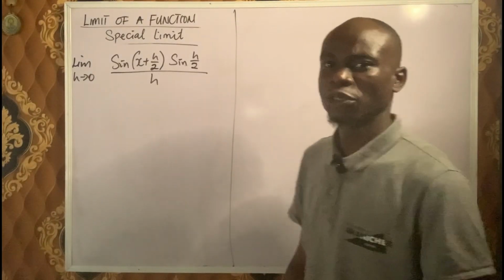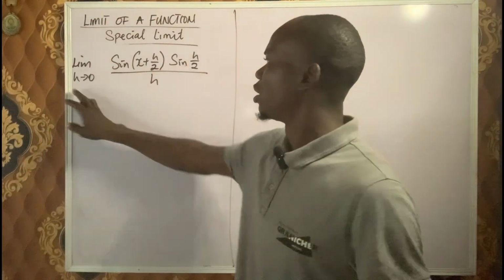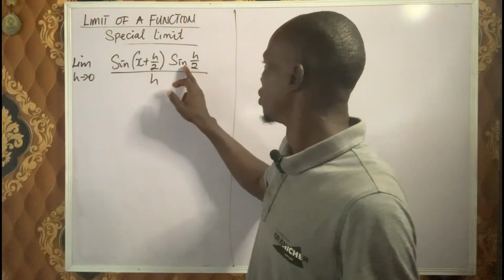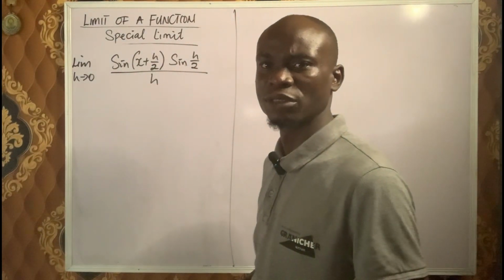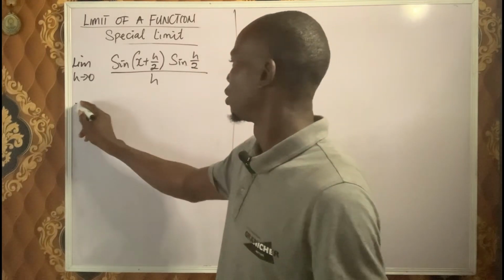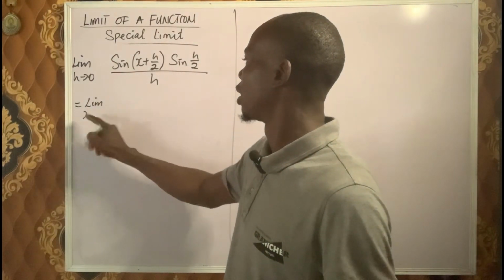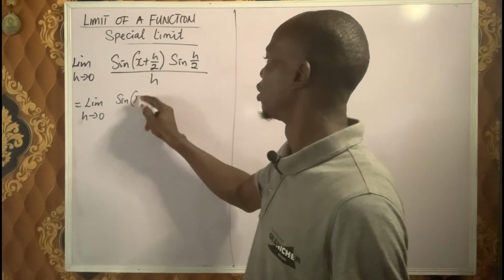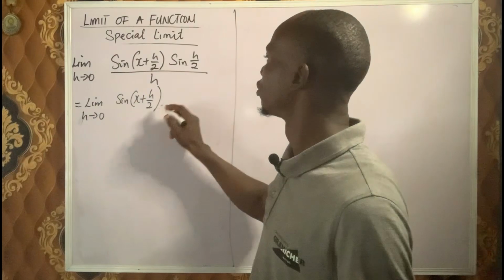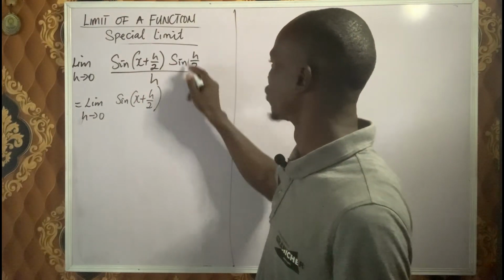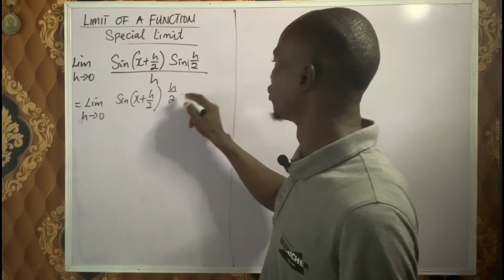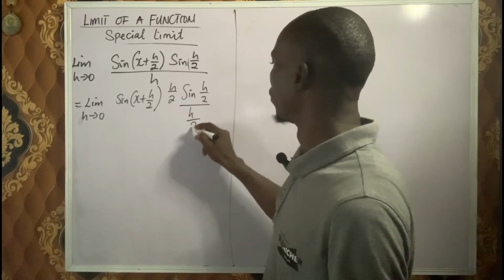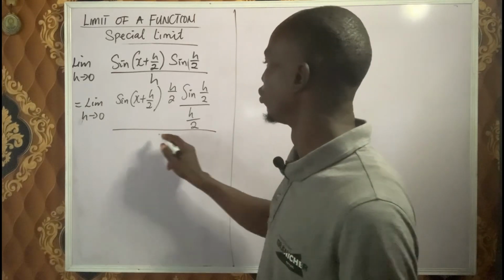This is one more question on special limit. And if you observe, h tends to 0. So our focus is on h. So looking at the question, sine h over 2 can be made a special limit. So if I do that, I'm going to have limits as h tends to 0, sine x plus h over 2. Then this h over 2 will multiply and divide. h over 2 sine h over 2 over h over 2, all over h.